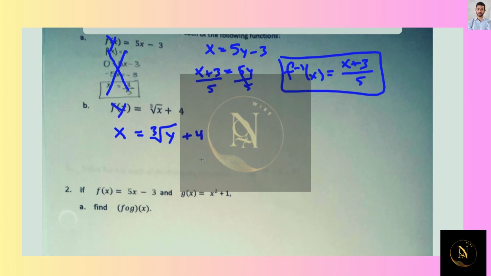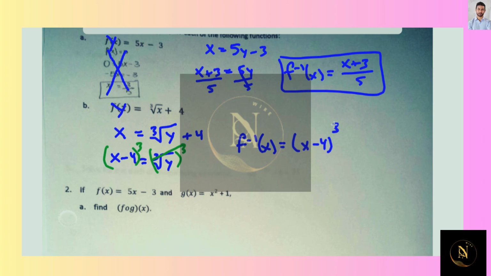for y. So subtract 4 from both sides, and then cube both sides to get rid of a cube root, and that y on the right hand side now is the inverse function. It's x minus 4 cubed. Again, this is cube root and add, this is subtract and cube.